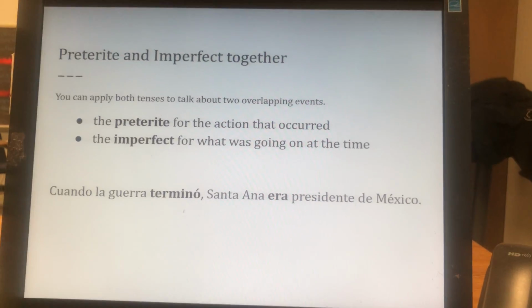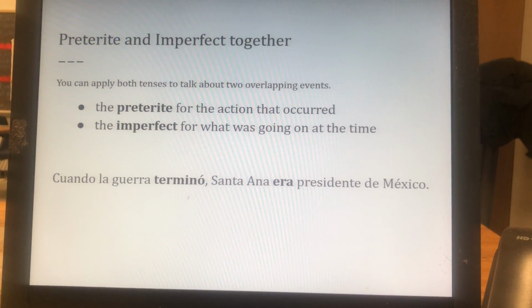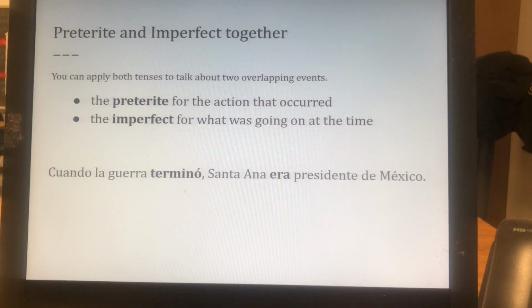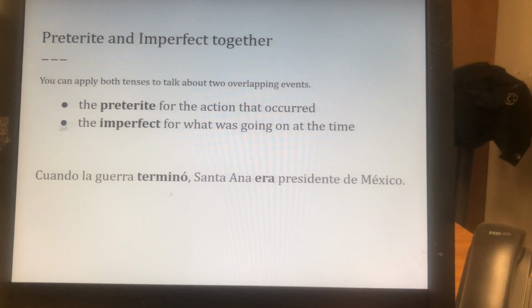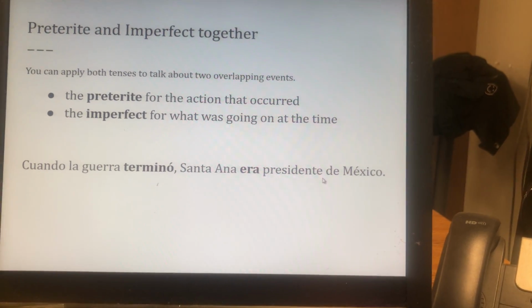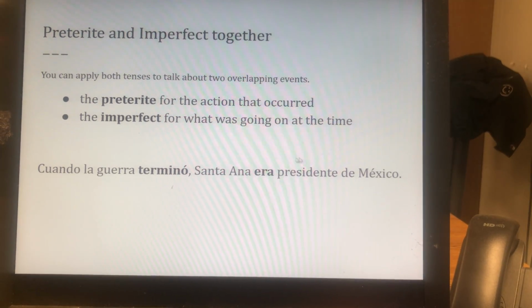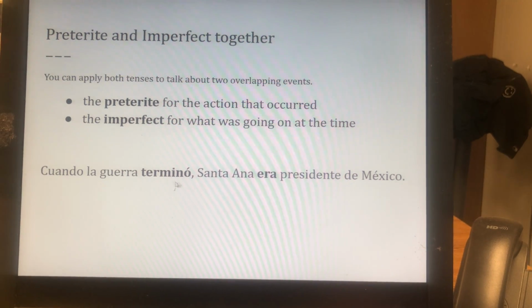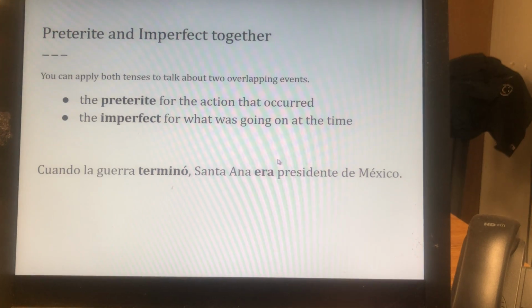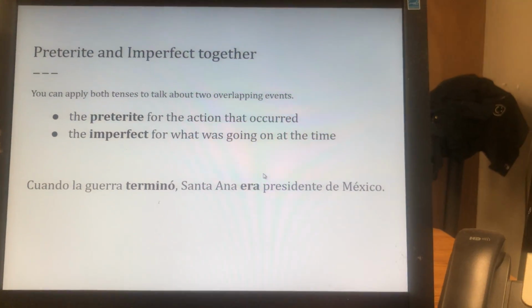So here are some examples of the preterite and the imperfect together. You can apply both tenses to talk about two overlapping events. So the preterite for the action that occurred and the imperfect for the action that was going on at the time. So when the war ended, cuando la guerra terminó, Santa Ana era presidente de Mexico. Santa Ana was president of Mexico. This is going on at the time when this happened, okay? Also, this is like a description. Anytime you're giving background information or a description, you're going to use the imperfect tense.